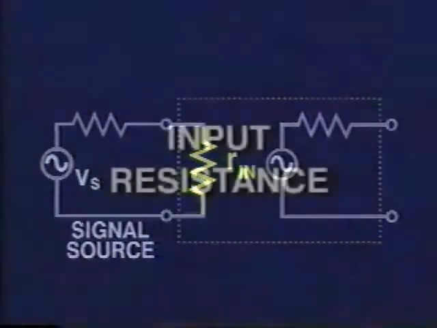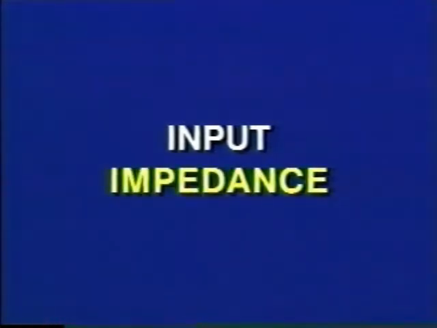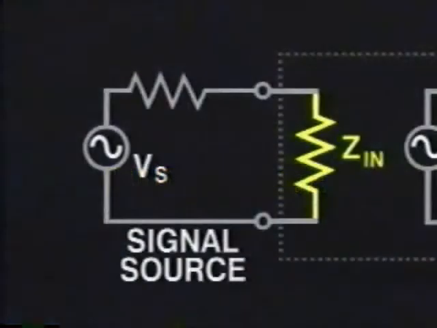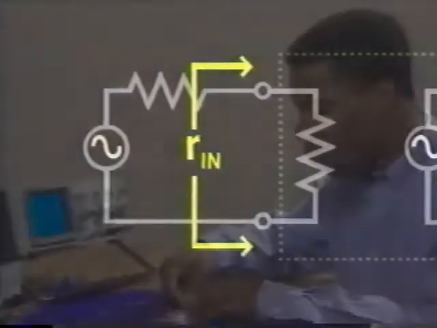Rin stands for the input resistance of the amplifier. You may also see this quantity referred to as input impedance, symbolized by the letter Z. The input resistance of an amplifier is the equivalent resistance calculated looking into the input terminals of the amplifier. The value of Rin is dependent on the type of amplifier being analyzed. Let's see why the input resistance is so important to the amplifier.